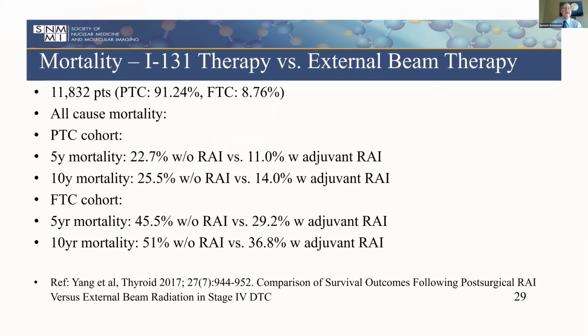In the study by Yang, 11,832 patients, almost all were papillary thyroid cancer. We looked at all-cause mortality. Five-year mortality for the papillary thyroid cancers: 22.7% without radioactive iodine versus 11% with adjuvant radioactive iodine. Ten-year mortality, 25.5% without versus 14% with. Follicular thyroid cancer, 5-year mortality, 45.5% without radioactive iodine versus 29.2% with adjuvant RAI. Ten-year mortality, 51% without radioactive iodine versus 36.8% with adjuvant iodine.